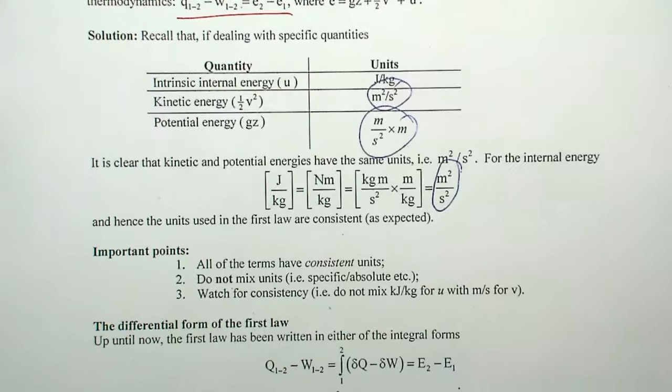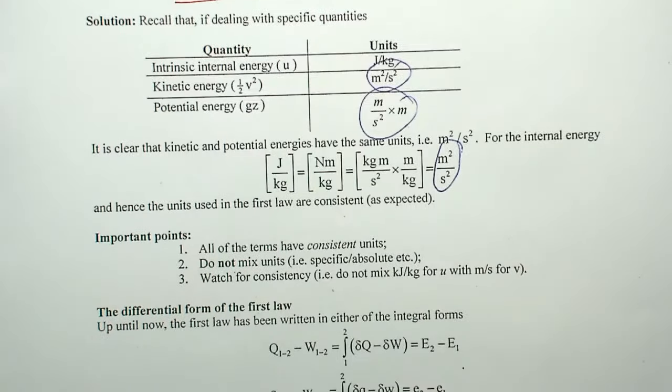Some important points. These are just some tips. All the terms have to have the same or consistent units. You should not mix units. So if you use, for example, capital Q and capital W on the left-hand side, don't use small e or small u on the right-hand side. Either be in specific terms or just in general terms. And of course, don't confuse u with v and others because of the different notations that we use for velocity, internal energy, specific volume, etc.